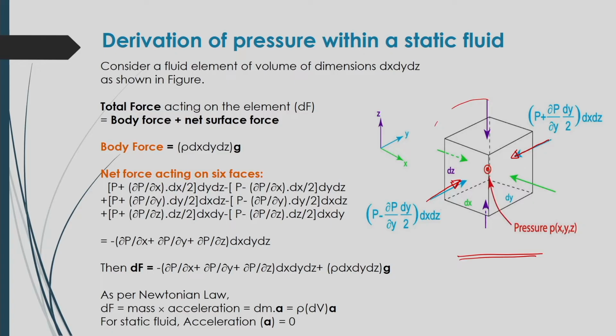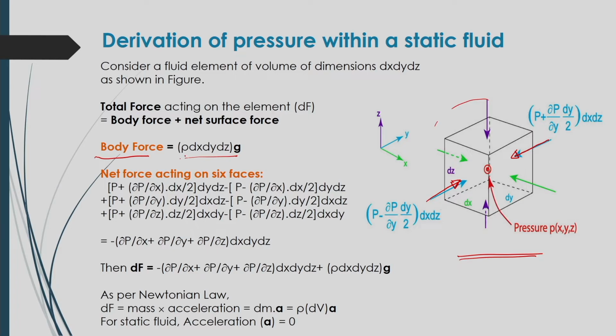First you have to calculate the body force. So body force will be equal to what? We know that the gravity force will be equal to m into g. So what is m here? Since we are considering a fluid element of volume dx, dy and dz, if you know the density of the fluid, the mass will be volume into density. So the density is rho and the volume is dx dy dz, so we can write mass as rho into dx dy dz. If you multiply this mass with the gravitational acceleration, you get your body force.